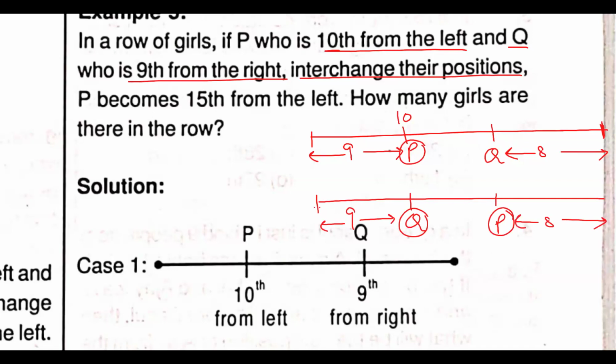Okay, what is the condition given? That if they interchange their positions, P becomes 15th from the left, whereas P is over here. They're saying now if P is sitting at the place of Q when they have interchanged their position, P has become 15th from the left now. That means if we start counting from the left side, P will come at which position? 15th position from the left side. Getting or not? Got the question? First of all, tell me this thing. Sanaya, got the question?